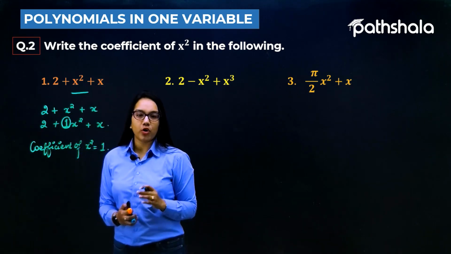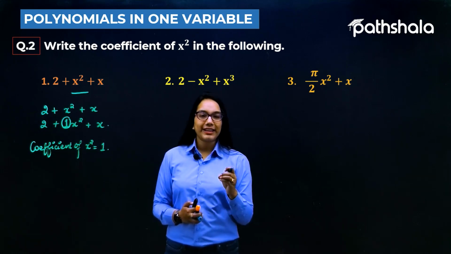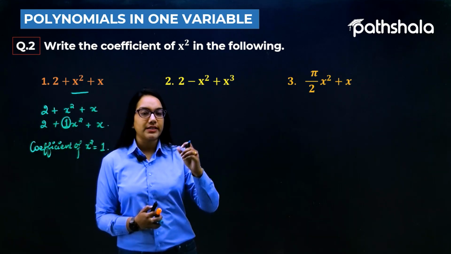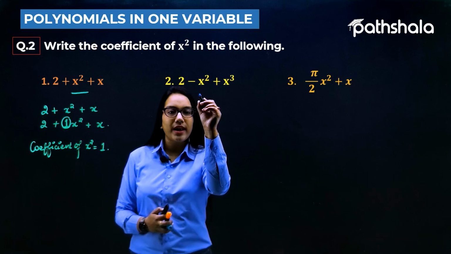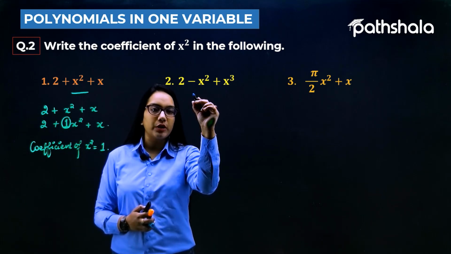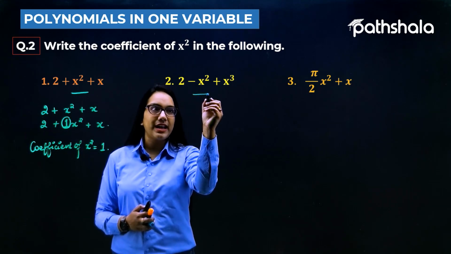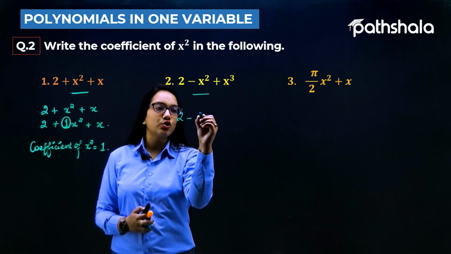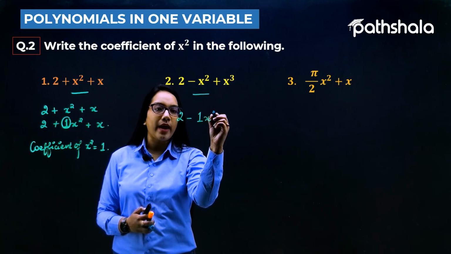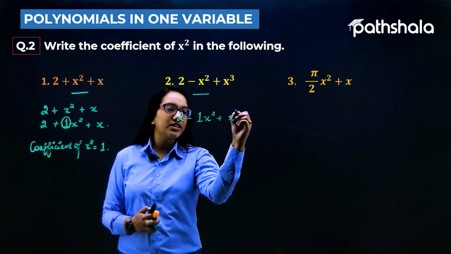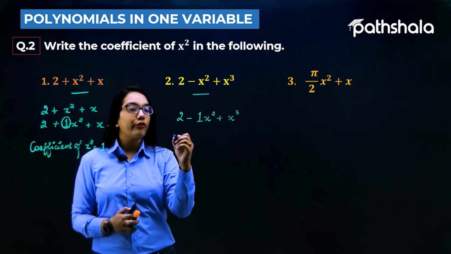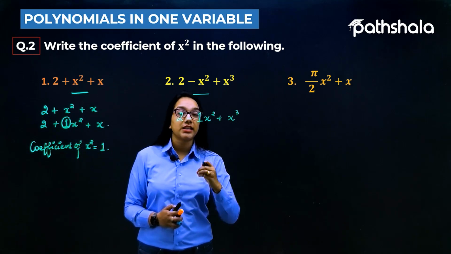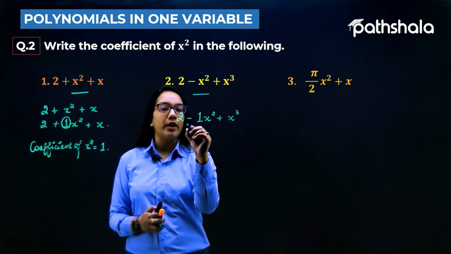So let's move on to the second part. For the second part, again we look out for the x square first. Where is the x square? X square is lying in the middle of this expression, and we can write this polynomial as 2 minus 1 x square plus x cube. Now the coefficient of x square is nothing but minus 1.